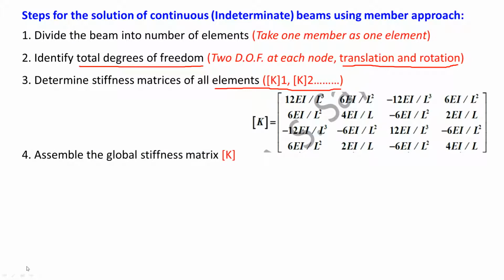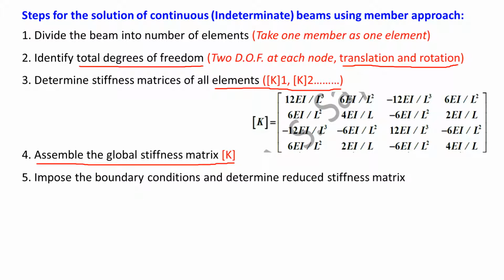Then, once you find the stiffness matrix of all members, we have to assemble all element stiffness matrices together to write down the final global stiffness matrix. Remember, unless it is mentioned in the statement of the numerical example to write down the global stiffness matrix, don't write it in the examination, because it takes a lot of time and it is not a mandatory step. We can directly go to the next step, number 5, imposing the boundary conditions.